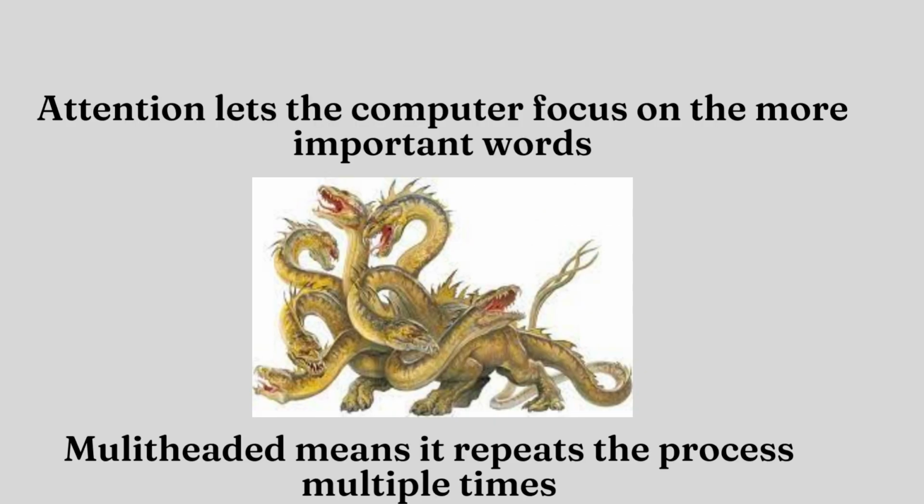The attention mechanism then allows the computer to really pay attention to what's important in the text and to give less weight to less important words. The multi-headed part of the multi-headed attention means that the mathematical process of determining how much weight or attention to give each word is repeated many times.